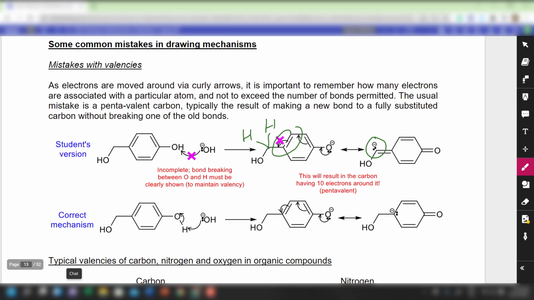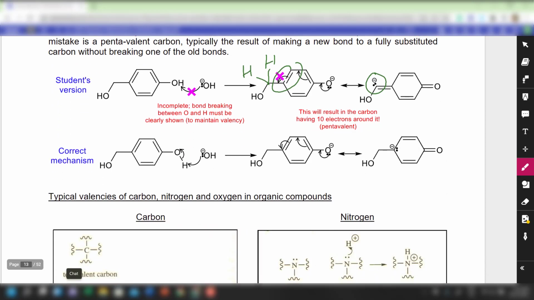So if you push like that, right, then the carbon will have 10 electrons around it. Which is obviously impossible. So definitely I wouldn't advise you to do that. As in, there's no real reason why you should be doing that. Okay, so this is a more likely way of showcasing the delocalization of the electron density around the final ring.